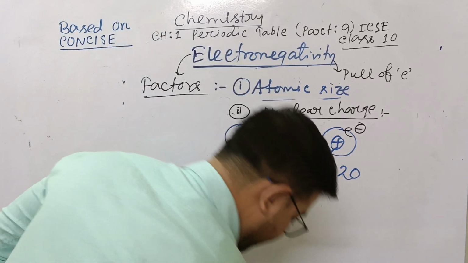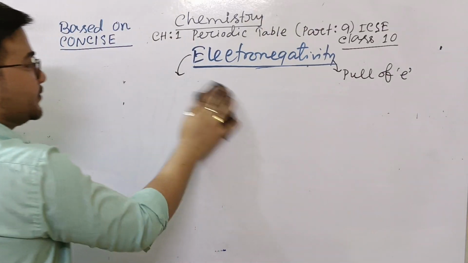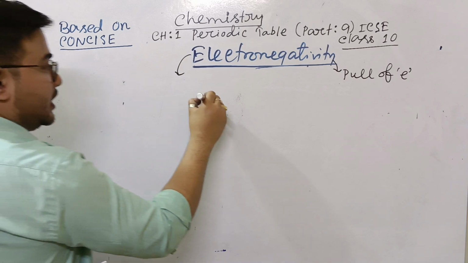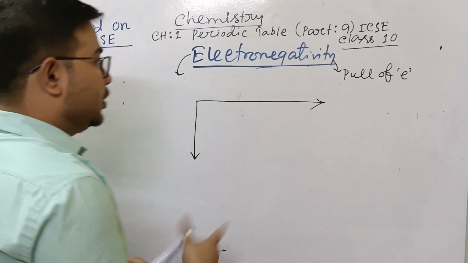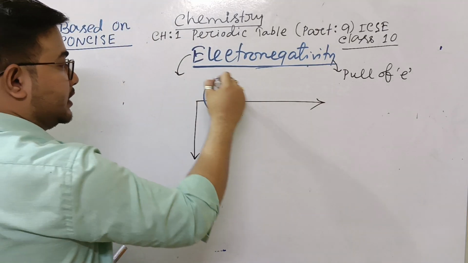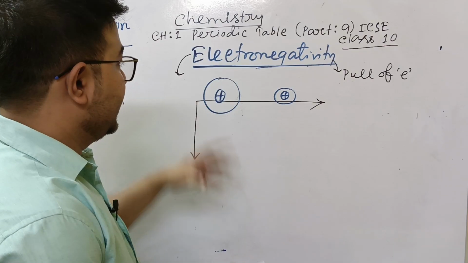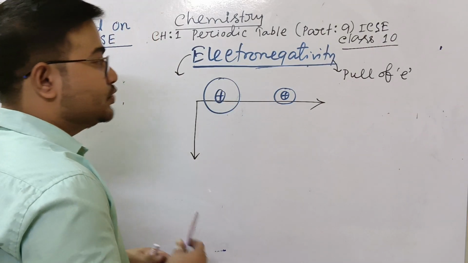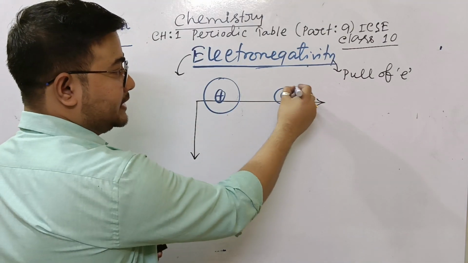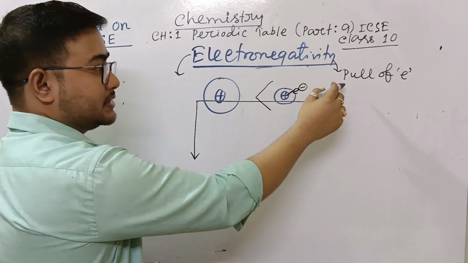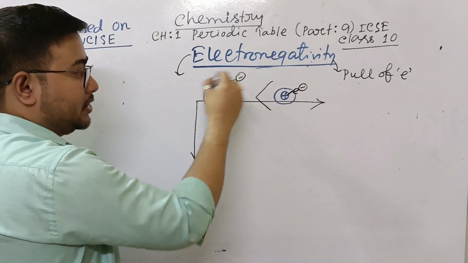Done. Now the third topic of electronegativity, based on Selina: as we move left to right and as we move downwards, what will happen? All of you know, as we move left to right, atomic radius decreases. Just now I discussed the same concept. Like magnet and iron, since the radius or distance decreases, the pull increases, and pull increases means electronegativity increases. So here electronegativity is more than that of the larger atom.